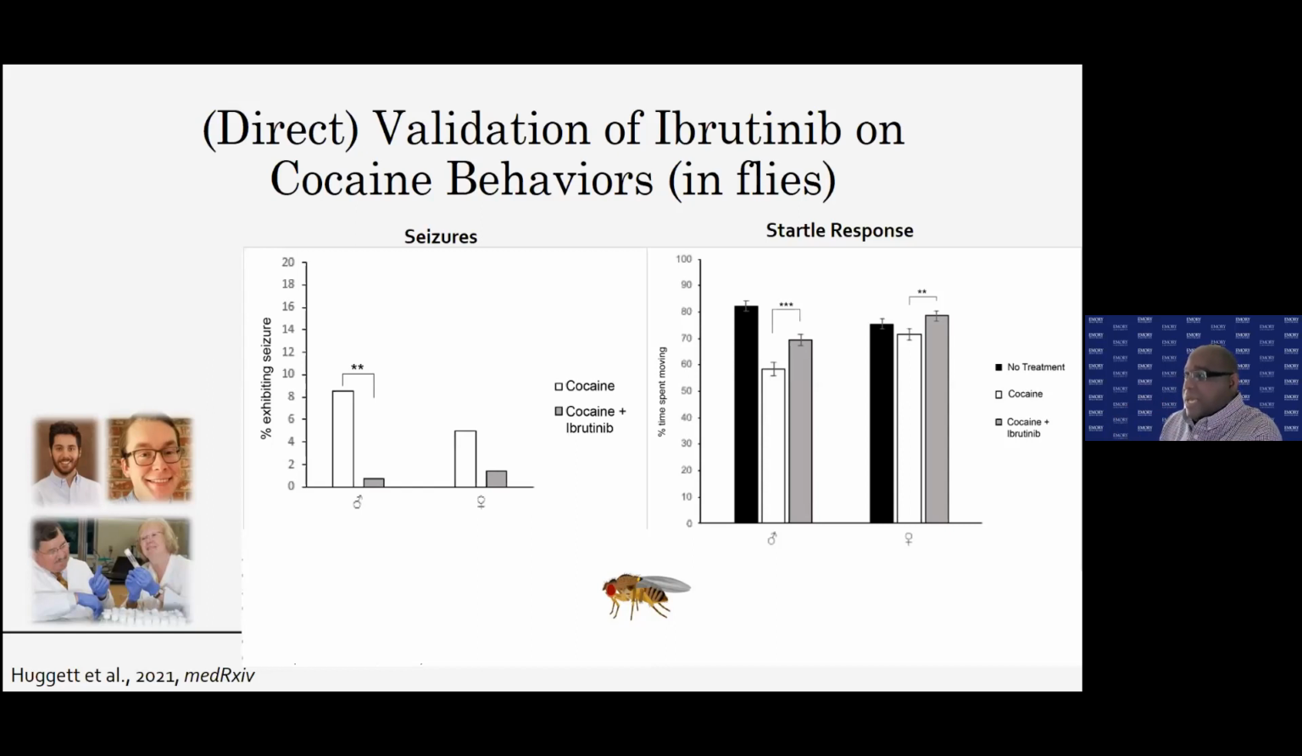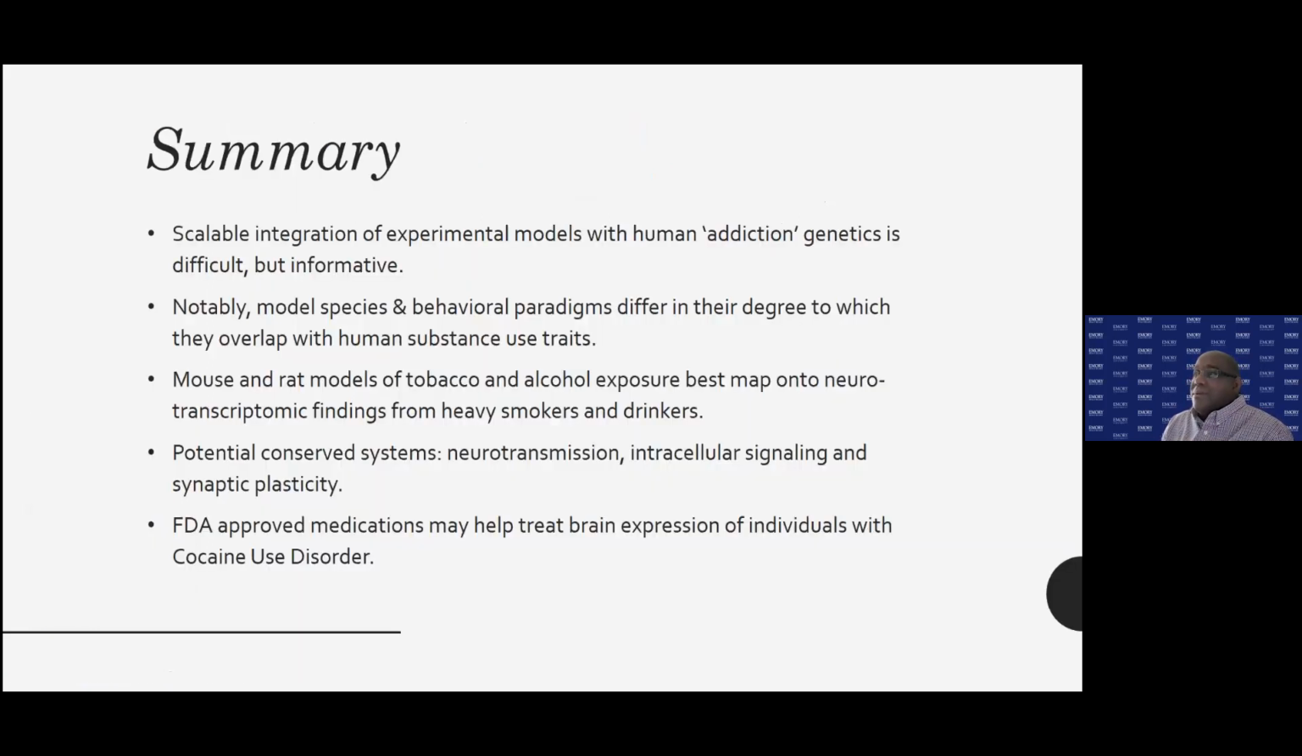On the right, what you're looking at is that male flies who were exposed to cocaine spent less time moving after being subjected to a mechanical startle. So this is giving us evidence to suggest that it is somewhat protective, right? And we're also seeing that both male and female flies that consumed ibrutinib and cocaine spent more time moving than flies that only consumed cocaine overall. So we found that quite suggestive of a neuroprotective effect. And so we're continuing to work with ibrutinib going forward.